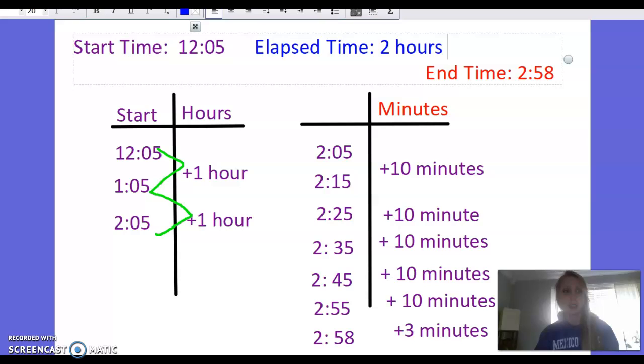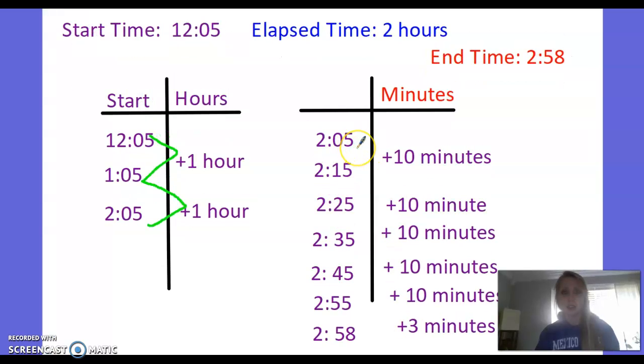Now I'm going to count my minutes. So 2:05 to 2:15, 10 minutes. 2:15 to 2:25, 10. 2:25 to 2:35, 10. 2:35 to 2:45, another 10 minutes. 2:45 to 2:55, another 10 minutes. Then from 2:55 to 2:58 is 3 minutes.